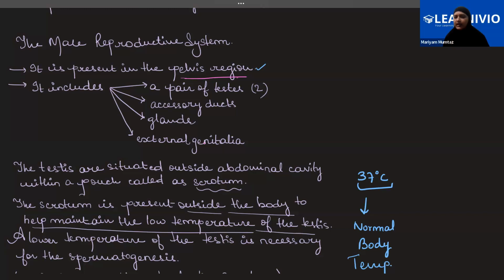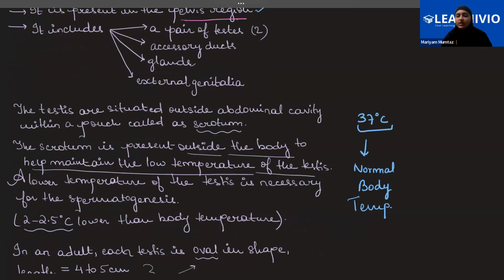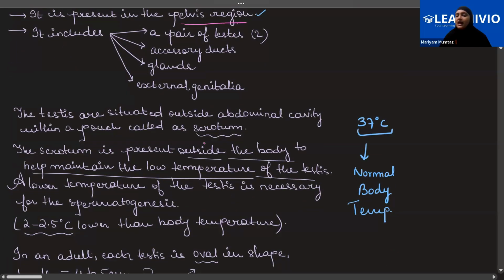Now there is a reason. Normally, all of our organs are present inside our body, no matter whether it is related to the reproductive system or not. Then what is the reason that the testes, being the primary sex organ, are present outside the body? So it has a reason. See, our body has a temperature of 37 degrees Celsius, right? Our internal body temperature is 37 degrees Celsius.